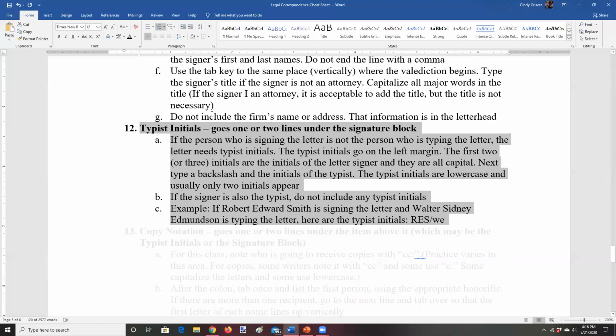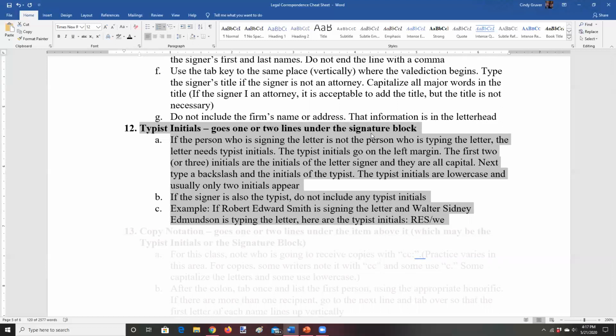This is going to go about 1 or 2 lines below the signature block. This is going to turn on, again, how your letter is spacing out. So let's assume that you typed the letter and that you're signing the letter. It's your name in the signature block. Well, guess what? You're off the hook. There are no typist initials in that situation. In fact, in the law firm that we're working for, it's incorrect to include typist initials at that point. So I'm going to take off if you do include typist initials, despite the fact that you wrote the letter, you typed the letter, and you're signing the letter.